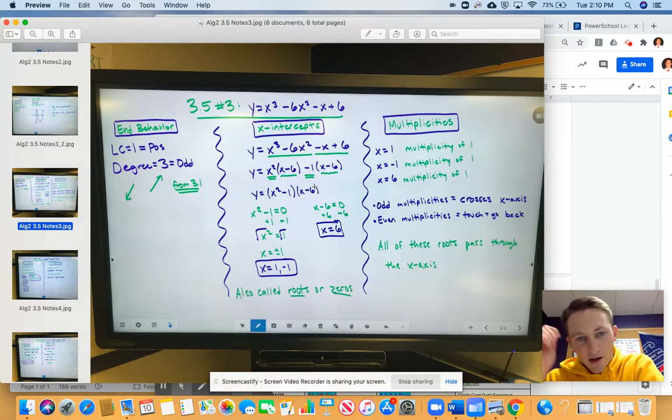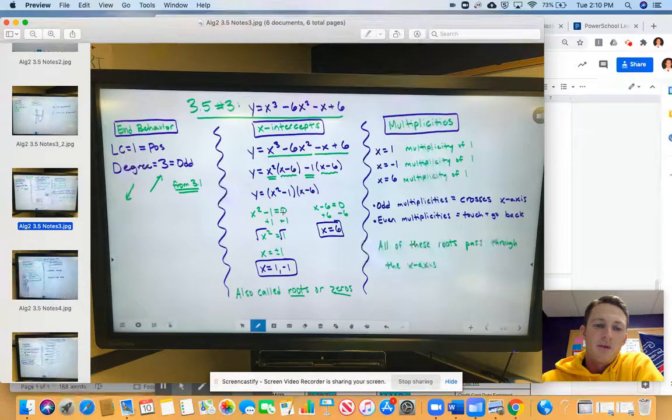And now we can just set both of these quantities equal to 0 and find our x-intercepts. So x squared minus 1 equals 0. Let's add the 1 over to both sides. X squared equals 1. Let's take the square root, and x equals plus or minus 1. So there's 2 x-intercepts right there. And then we have x minus 6, set that equal to 0, add 6, and x equals 6. So right now we have 3 x-intercepts. These are also called roots or zeros.